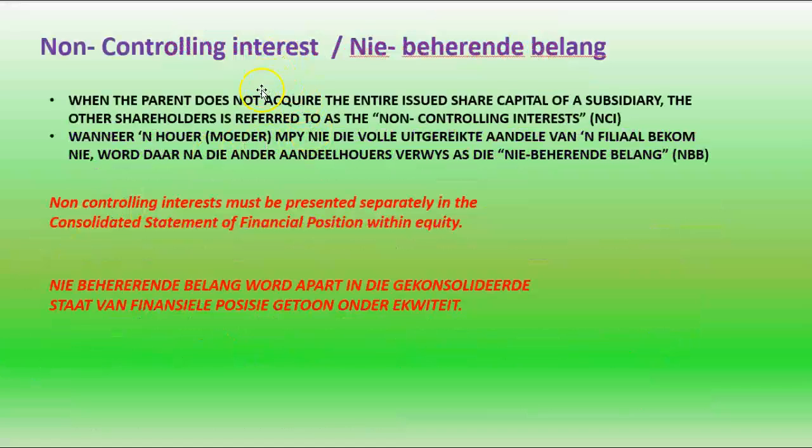Non-controlling interest: when the parent does not acquire the entire issued share capital of a subsidiary, only buys, let's say 60%, the remaining 40% belongs to the non-controlling interest, NCI for short. Non-controlling interest must be presented separately in the consolidated statement of financial position, and we do that in the equity section. So make sure that you understand that.